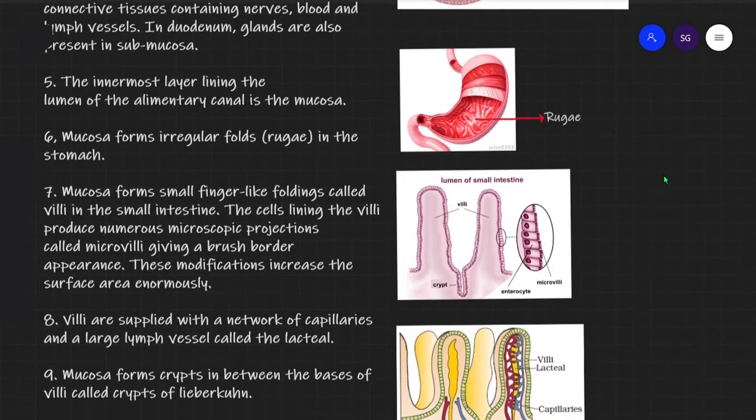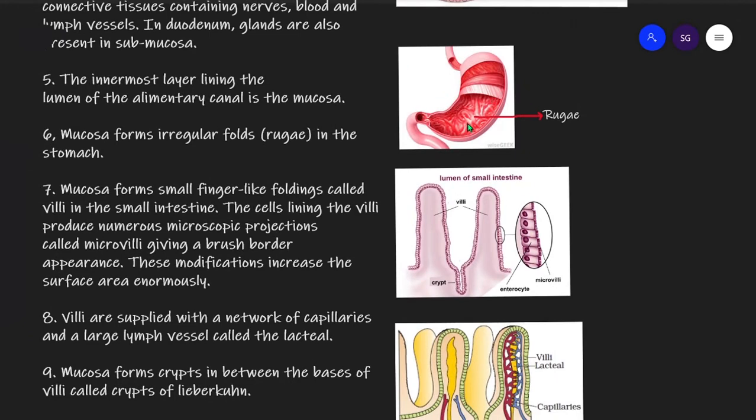Now, if you cut the stomach and look at the inner layer, the mucosa layer of the stomach, you will find that the mucosa is arranged in irregular folds. These irregular mucosal folds in the stomach have been given a specific term called rugae. So what are rugae? Rugae are the irregular mucosal folds present in the stomach.